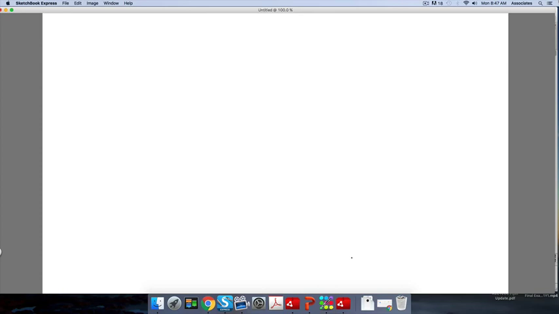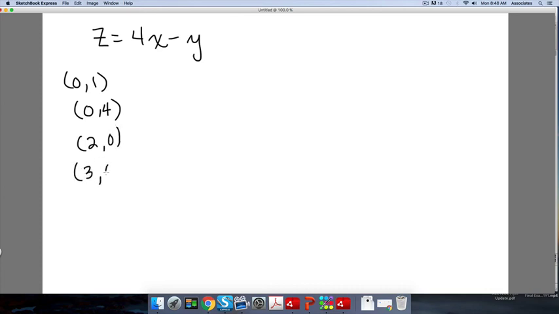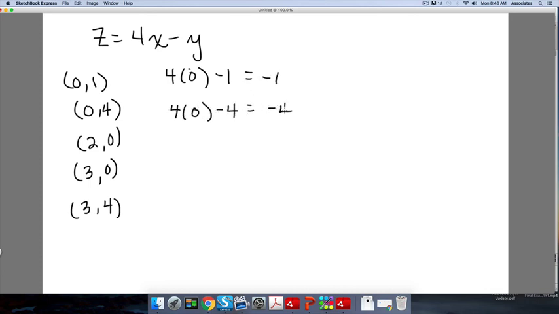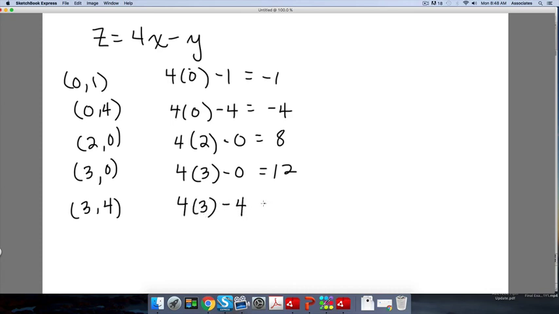So here we go. We have z equals 4x minus y. So we're going to put down all our points. And again, the order doesn't matter. I have (0,1). I have the point (0,4), the point (2,0), the point (3,0), and the point (3,4). So all we have to do is put them in. So 4 times 0 minus 1. 0 minus 1 is negative 1. 4 times 0 minus 4 gives me negative 4. 4 times 2 gives me 8. Minus 0 still gives me 8. 4 times 3 is 12, minus 0 gives me 12. 4 times 3 is 12, minus 4. Is that right? 12 minus 4 is also 8.